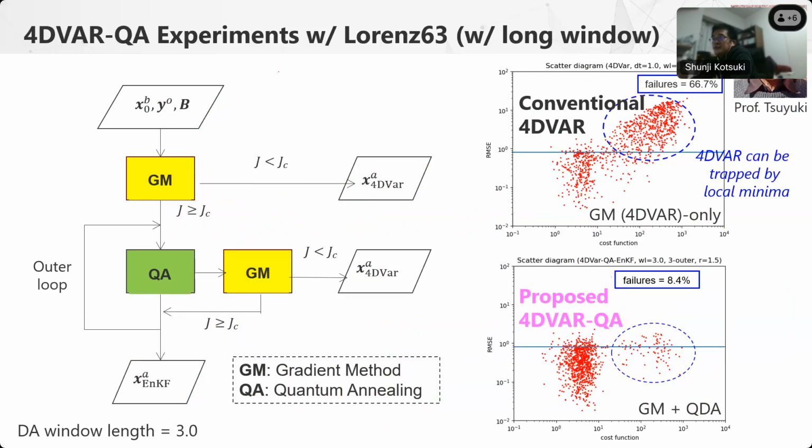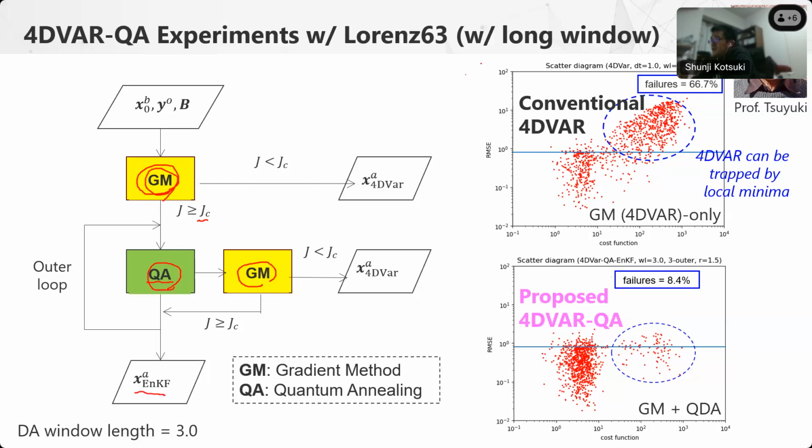Okay, we tested this idea with the Lorenz 63 model with a long window having many local minima. What we propose is an algorithm first solving the 4D-Var with a gradient method. But if the cost function is higher than a threshold, then we employ quantum annealing followed by the gradient method. And if the cost function is still higher than the threshold, then we finally employ the ensemble Kalman filter. But in principle, we employ 4D-Var and quantum annealing followed by the final 4D-Var.